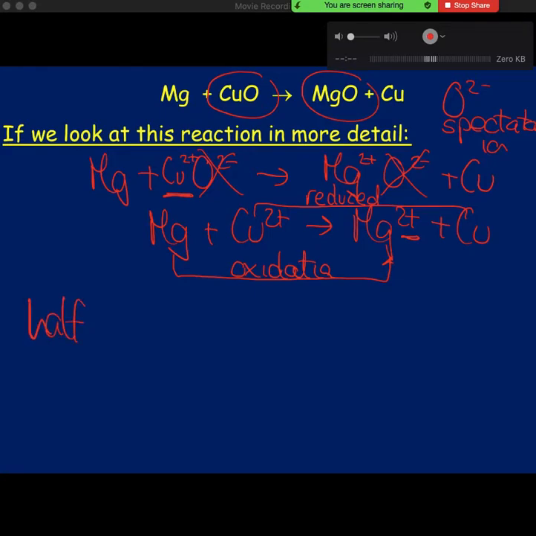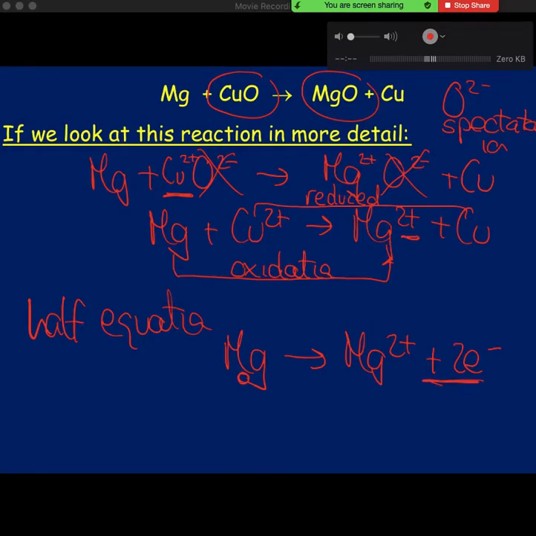The other part that you need for this is we write what are called half equations. This is where we take just the magnesium portion. Magnesium goes to Mg2+, and it has lost 2 electrons. If you have Mg or Cu, you can put a little charge of 0 on it, so it's going from 0 to +2. I've obviously lost electrons, and in chemistry we don't subtract the electrons from the magnesium, we put them on this side. Similarly for the copper, Cu2+ has gained 2 electrons to become Cu.